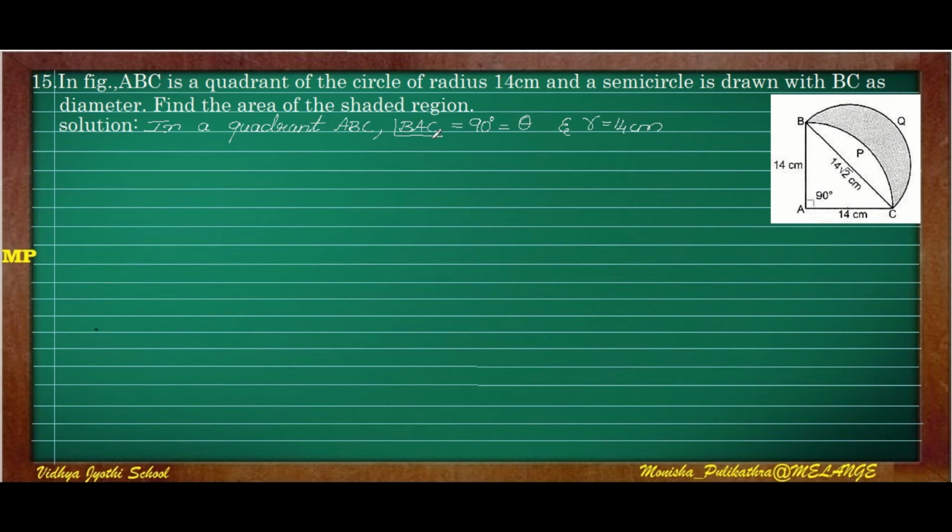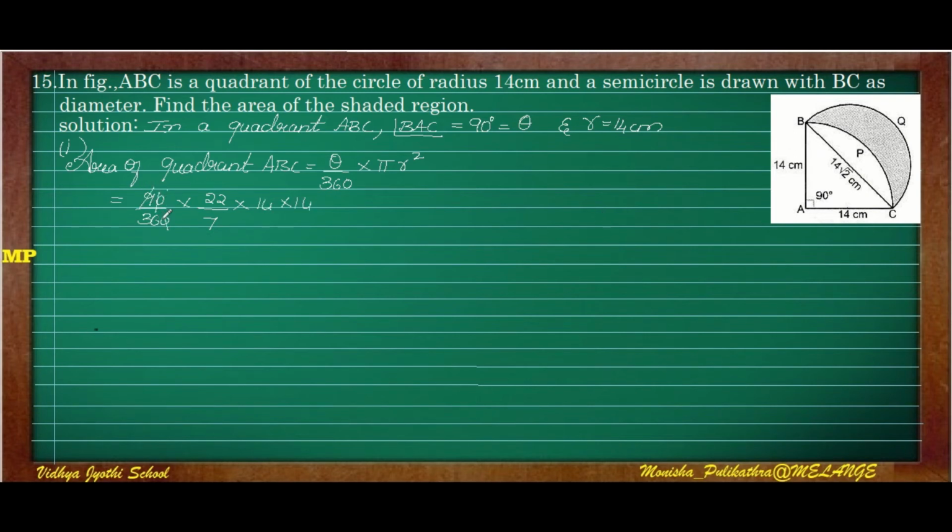So here in a quadrant, angle BAC is 90 degree. And since it is 90 degree, we can find out by Pythagoras theorem the diameter of this. So first we have to find out the area of a quadrant. So area of a quadrant ABC is theta by 360 into pi r square. Here theta is 90 degree, 90 by 360 into 22 by 7. So here this side is considered as the radius, that is 14 into 14.